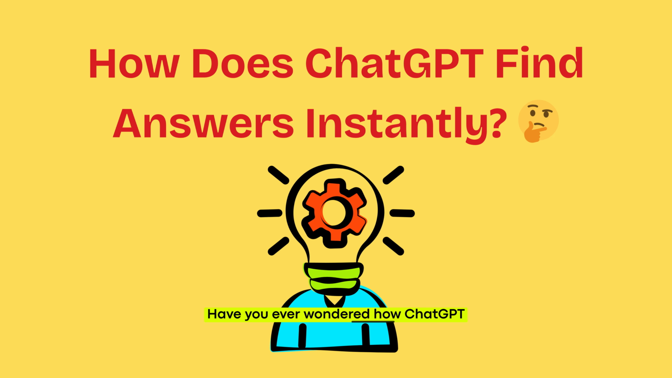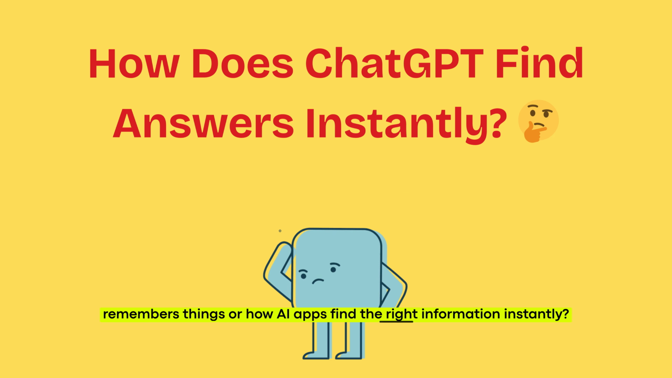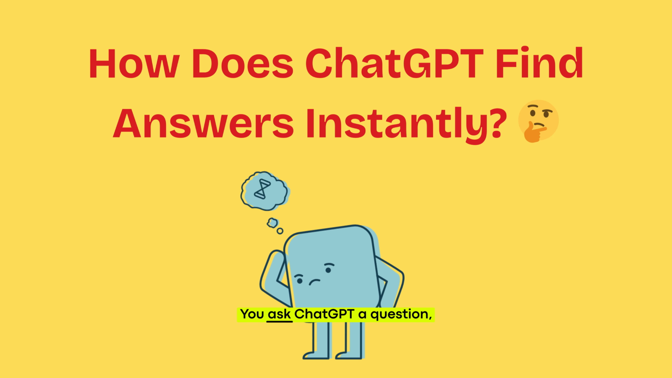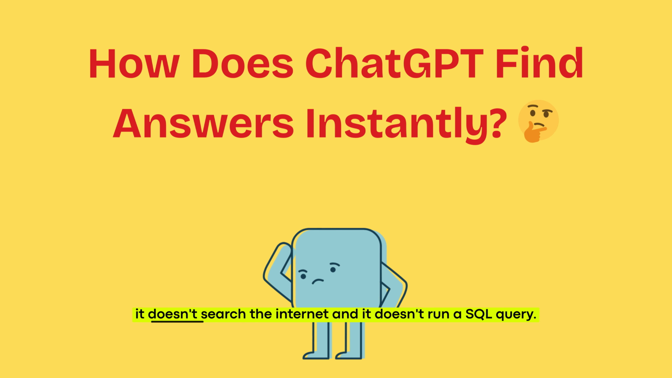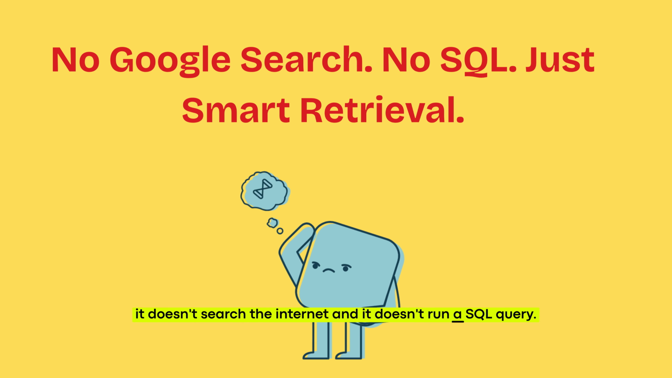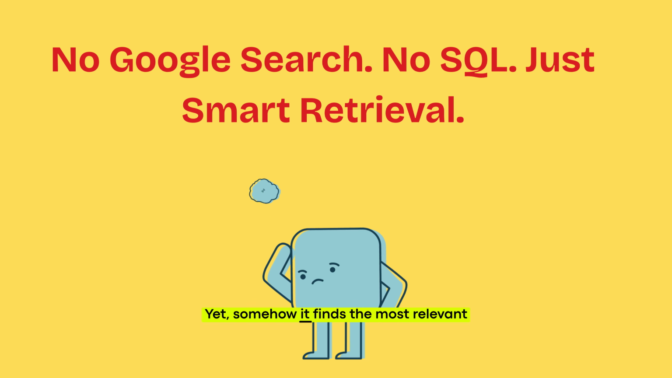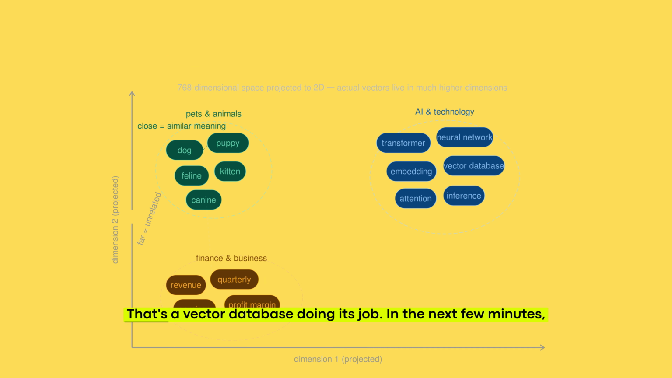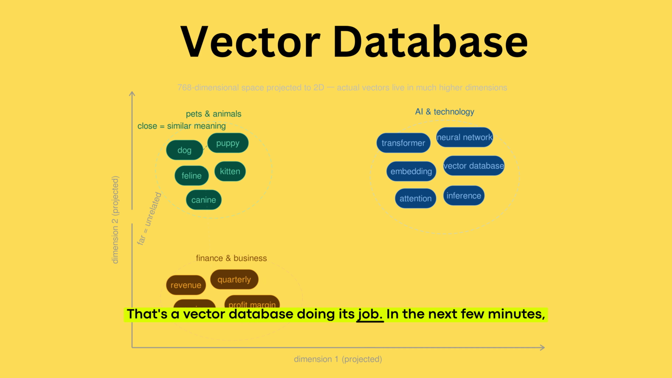Have you ever wondered how ChatGPT remembers things or how AI apps find the right information instantly? You ask ChatGPT a question, it doesn't search the internet and it doesn't run a SQL query. Yet, somehow it finds the most relevant context from millions of documents in milliseconds. That's a vector database doing its job. In the next few minutes, I'll explain exactly how vector databases make this possible.